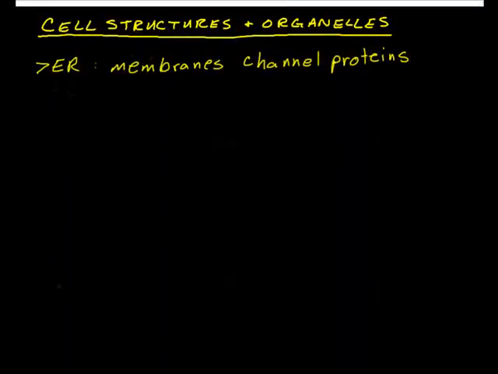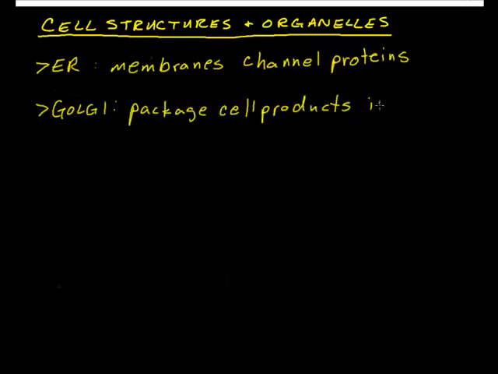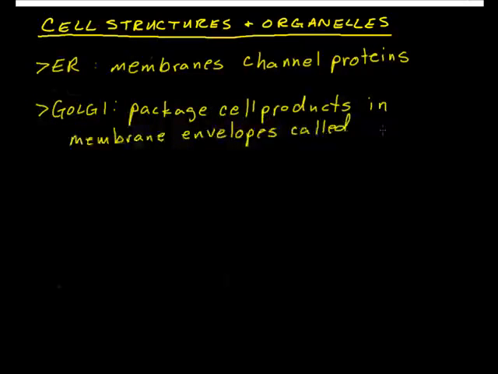And basically these Golgi bodies, the Golgi bodies again, package up complex molecules. So we'll say they package, let's say, just cell products in little membrane envelopes called vesicles.